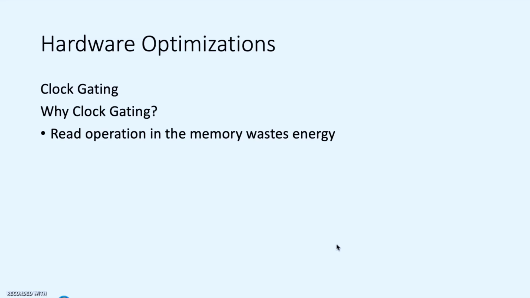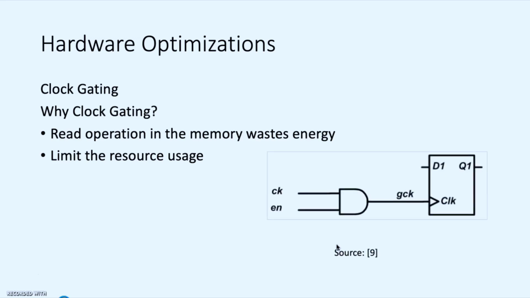So reading operation basically wastes lots of power. So instead of wasting the power, you can intelligently turn the register file off by using the clock gating. And then it will also be helpful when you have to limit the resource usage. And then this is an example taken from the internet.